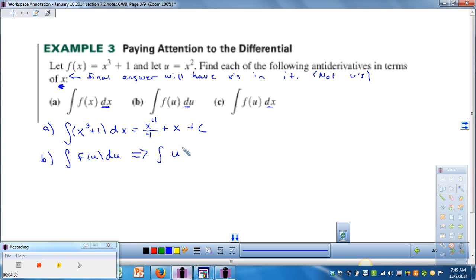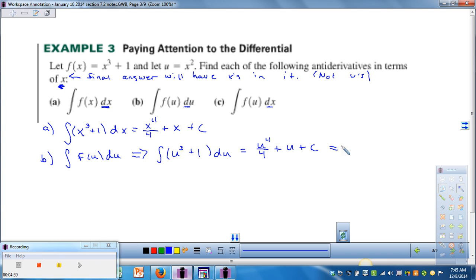U cubed plus 1. And we are doing that with respect to u. And we get u to the 4th over 4 plus u plus b. But we're not done because they told us all of our answers should be in terms of x.